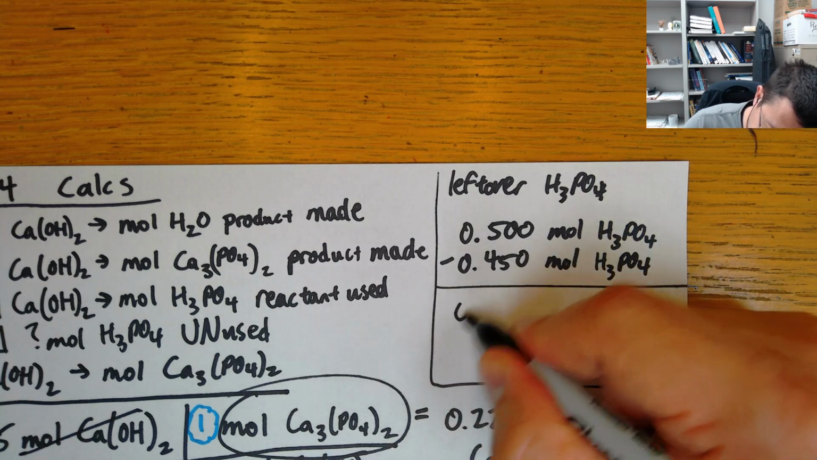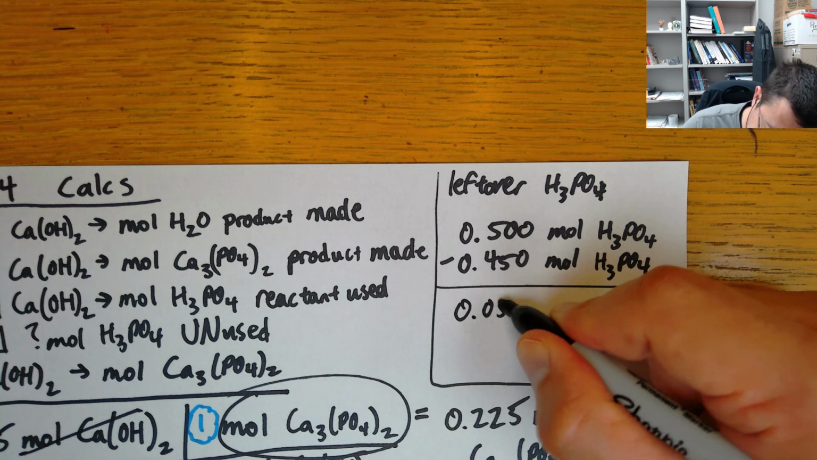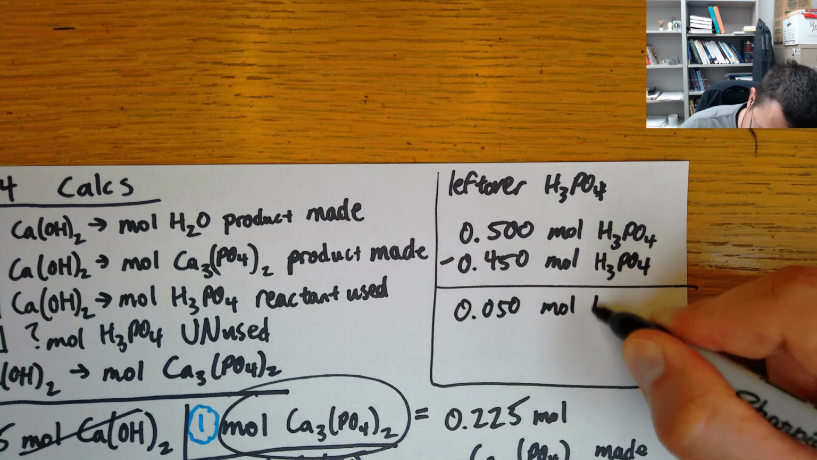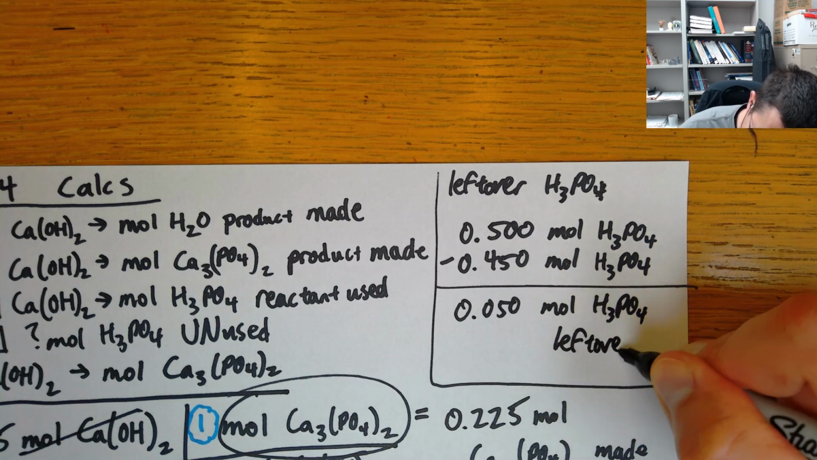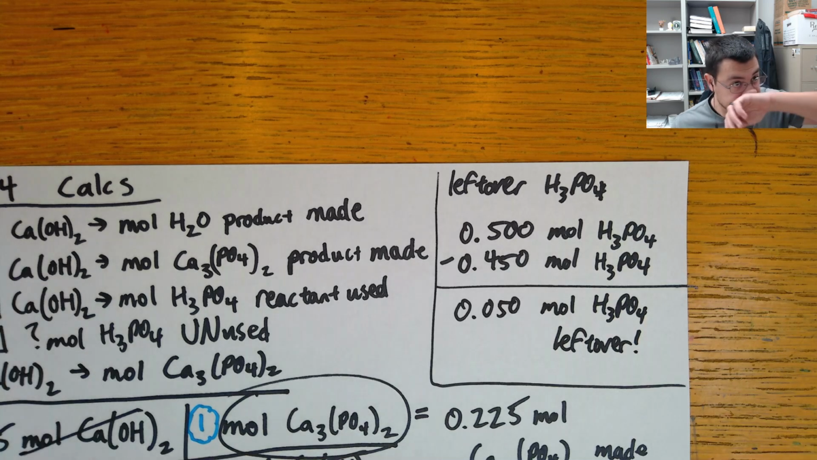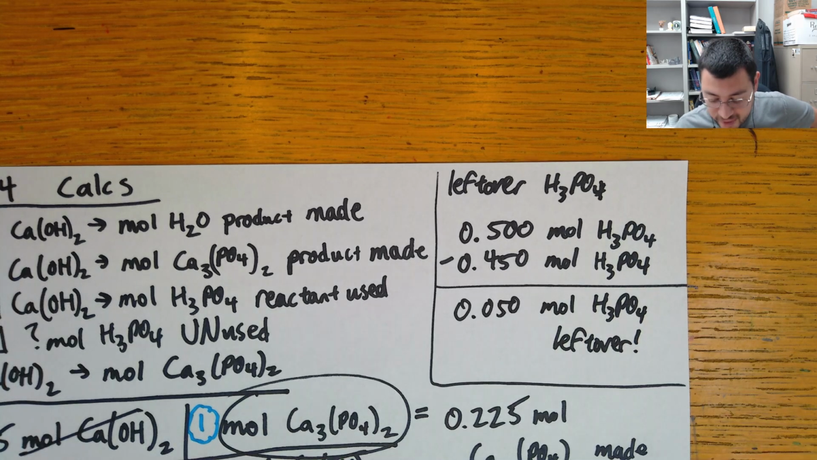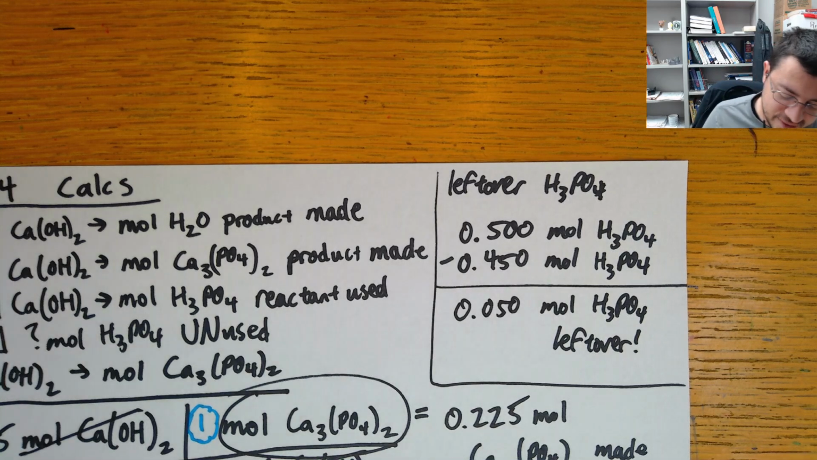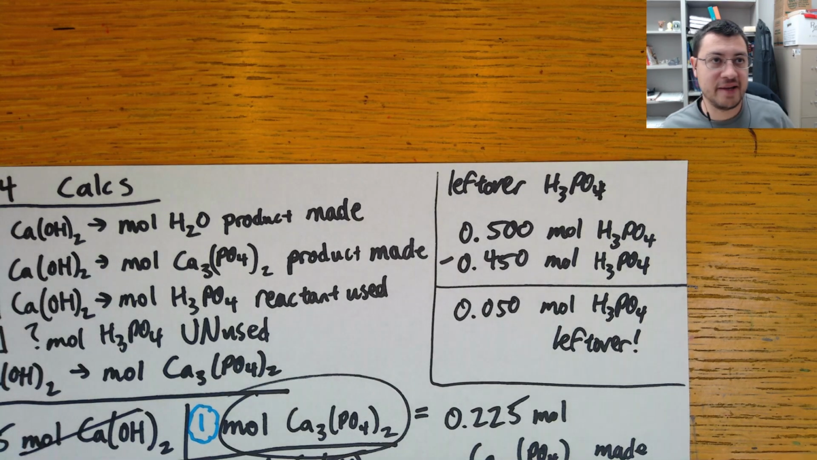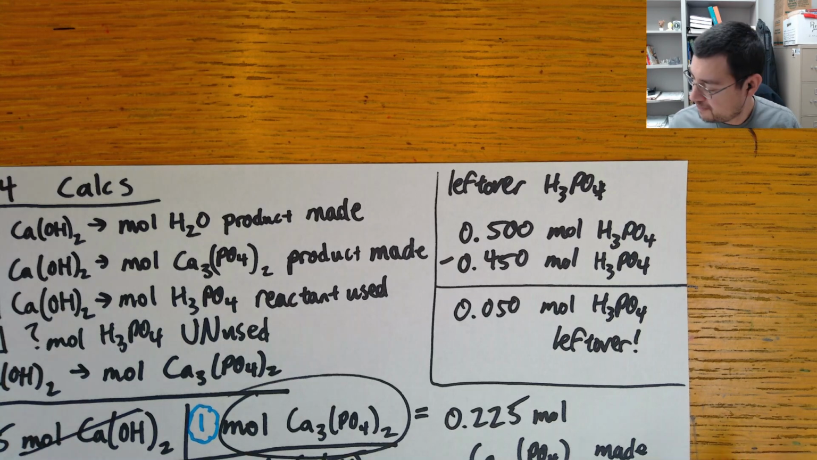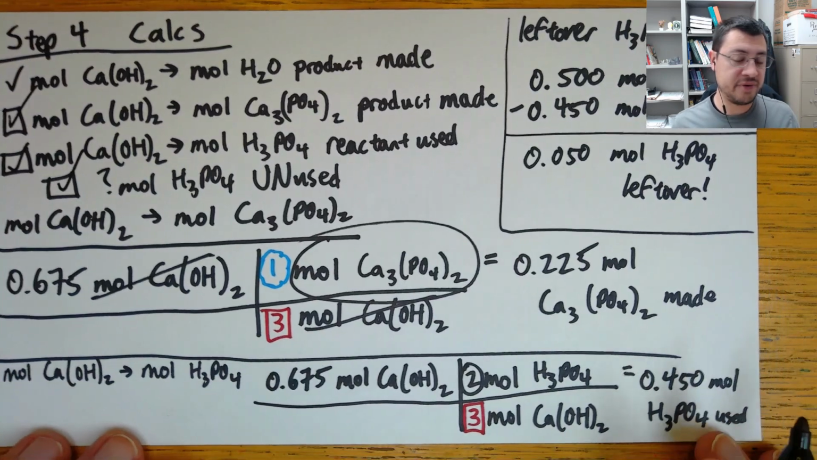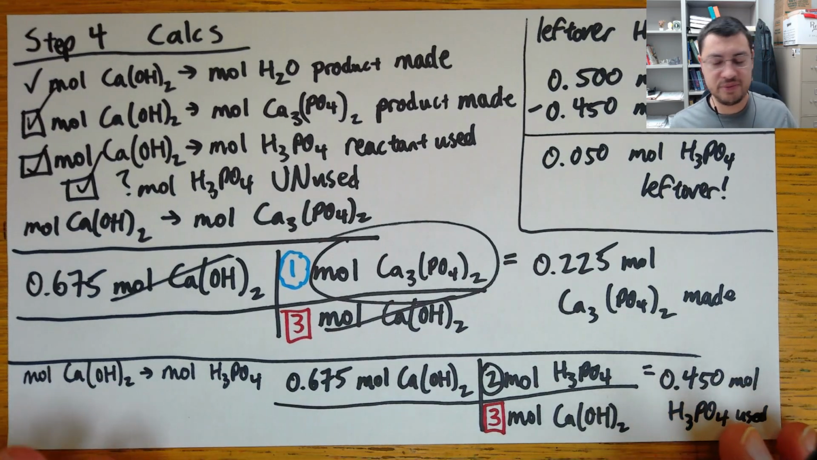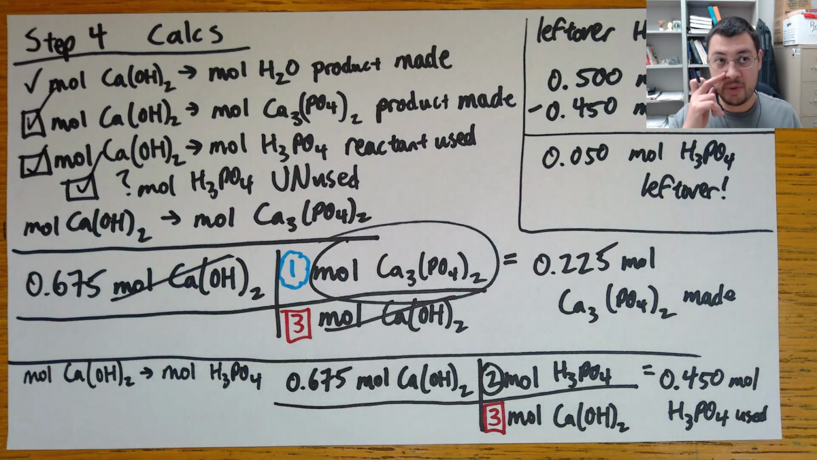All right, and we get 0.050 moles H3PO4 left over. Okay, proving even more that phosphoric acid was not our limiting reactant, but it was our excess reagent. All right, so if all they asked for in whatever you're doing with moles, we would be done at this point.